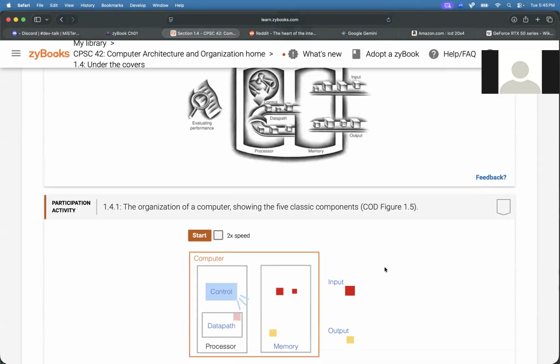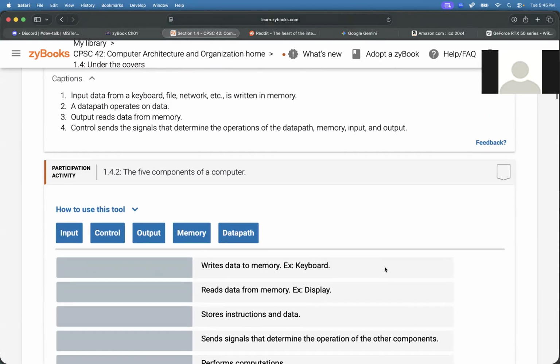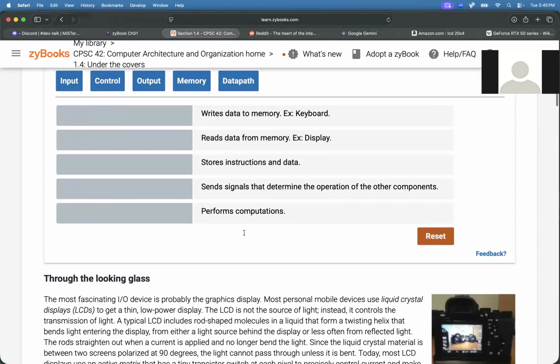This is more just basics of computer stuff. I don't even want to do too much of this. Let's just kind of go through it.